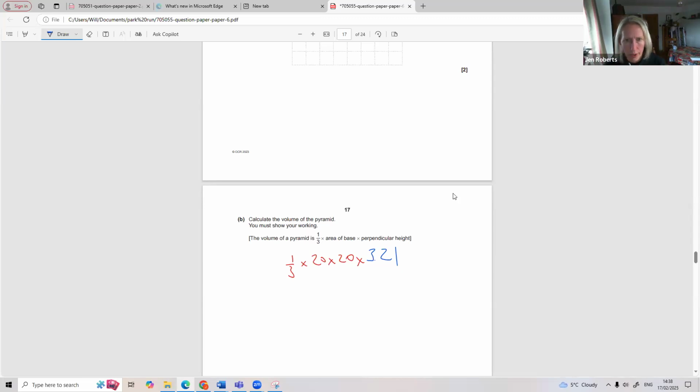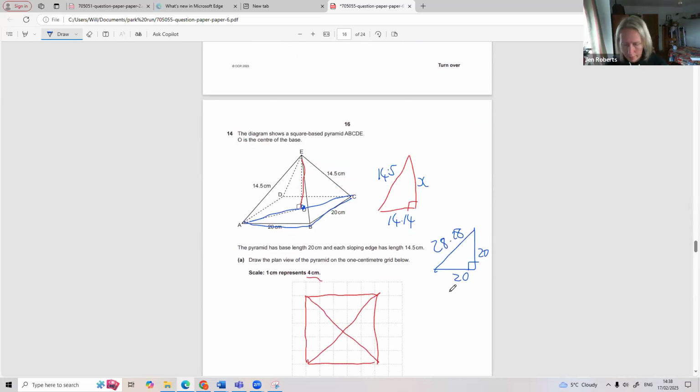Maybe I rounded too early. Let's just have a look at my answers up here. Square root of 20 squared plus 20 squared. I'm going to carry forward this answer, right? So I've got 28.28. I'm going to divide it by 2, which gives 14.14. When I put it into my calculator, I'm going to do the square root of 14.5 squared minus the answer squared. That gives me 3.2.